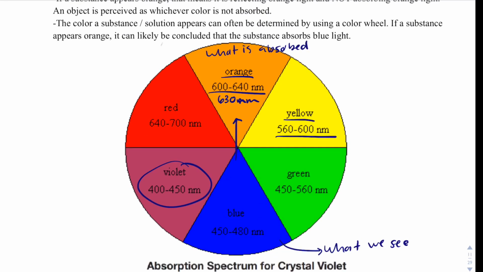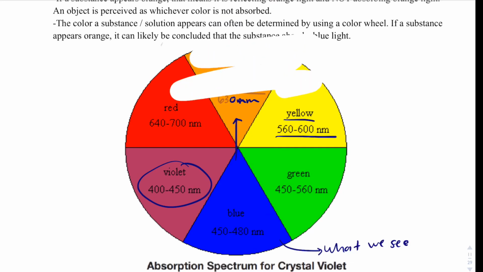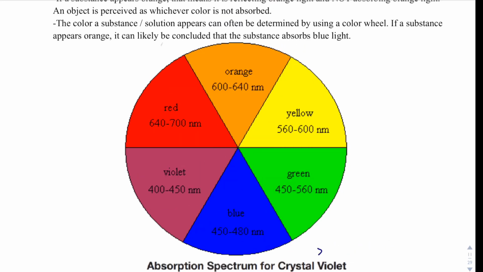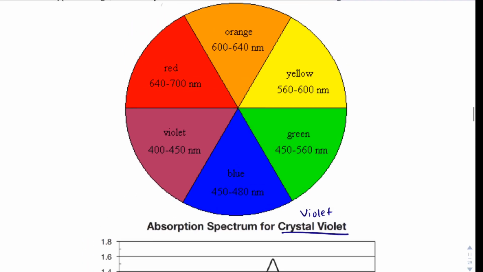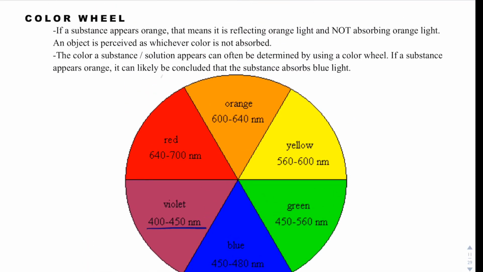Okay, so we've already talked about complementary colors in the color wheel, so I'm going to erase these. Now, we have crystal violet, and if you had to take a guess, that would be violet in color, and it is. Crystal violet is violet, so that's what we see. It absorbs in the yellow range, and that range is 560 to 600.